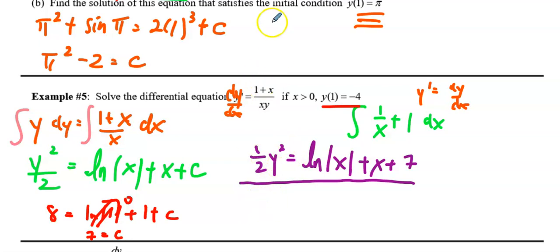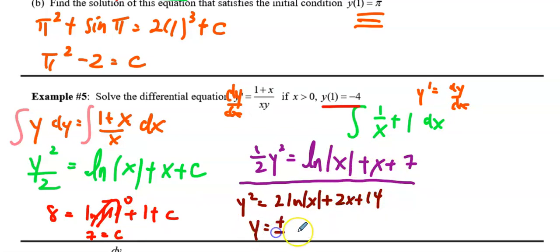Now, this is why I do want to do this problem, because let me continue with it, and I'll show you guys why I really want to do it. So we're going to go ahead and multiply everything by 2. So we're going to do the natural log of the absolute value of x plus 2x plus 14. And by the way, if you didn't find the c here, when you do it at the very end, it should still give you the same value. And then we're going to get y is equal to plus or minus the square root of 2 natural log of absolute value of x plus 2x plus 14.